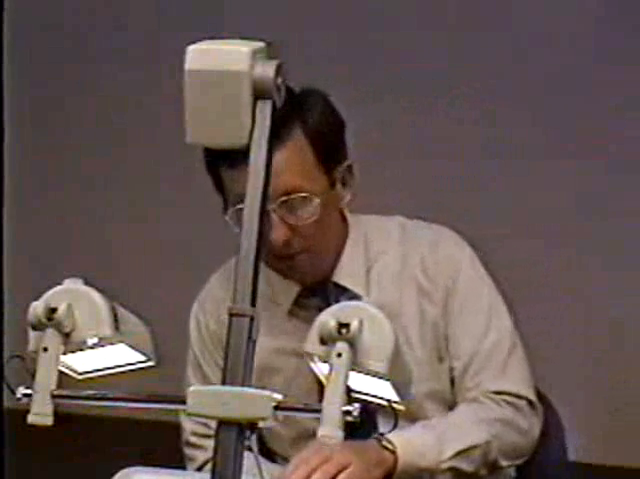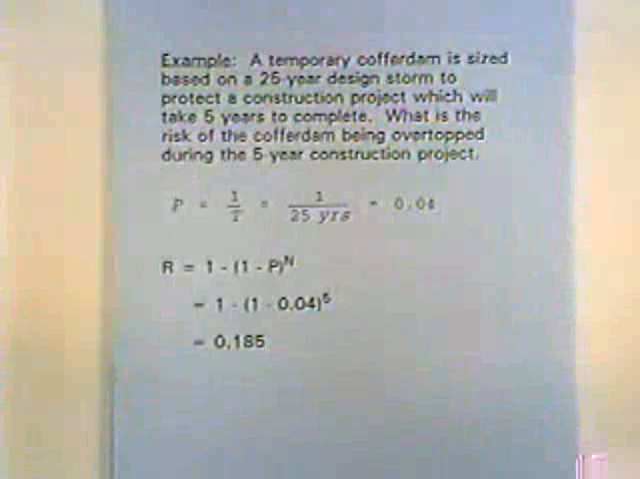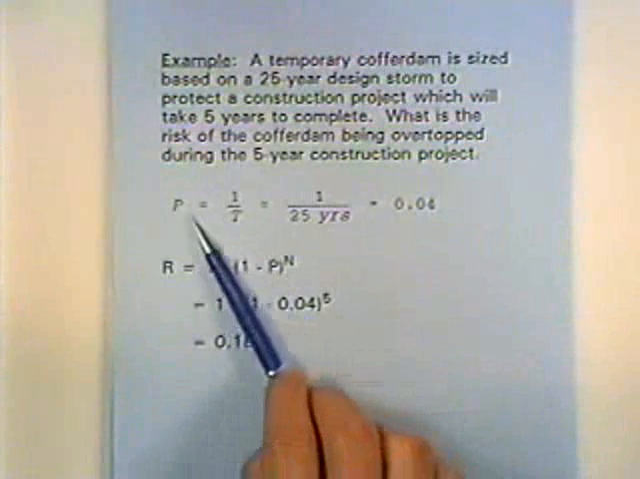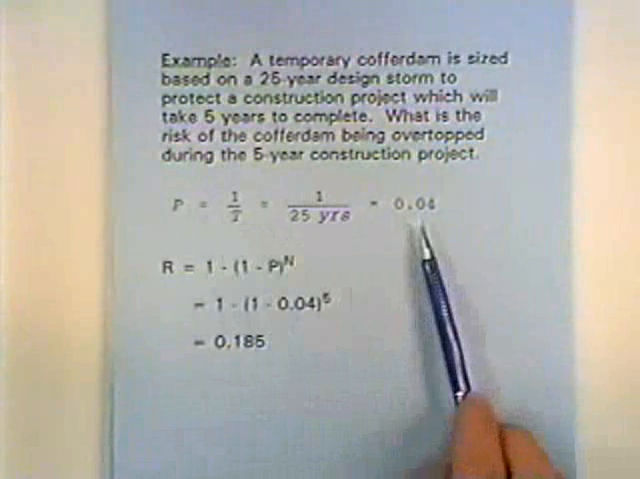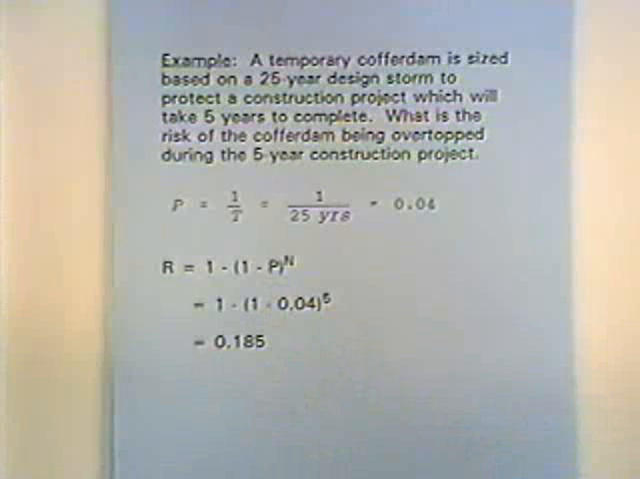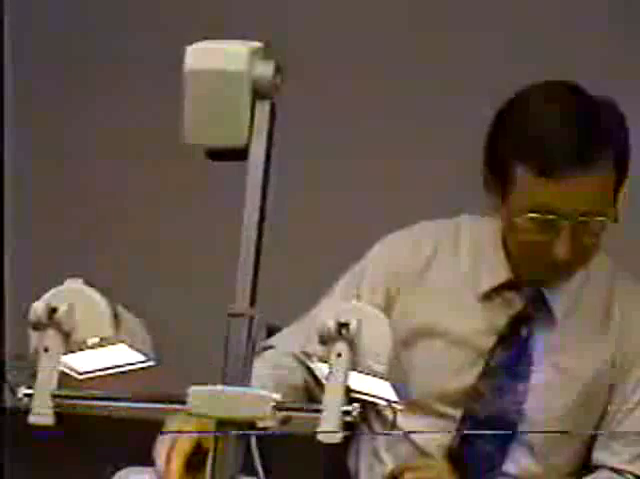Doing the same thing again, we've got a temporary cofferdam being sized based upon a 25-year design storm to protect a construction project which will take 5 years to complete. What's the risk of the cofferdam being overtopped during the 5-year construction period? So convert the recurrence interval to an exceedance probability, 0.04, plug it into the risk formula to get whatever that comes out to be. And that, I guess, comes out to be 0.185.